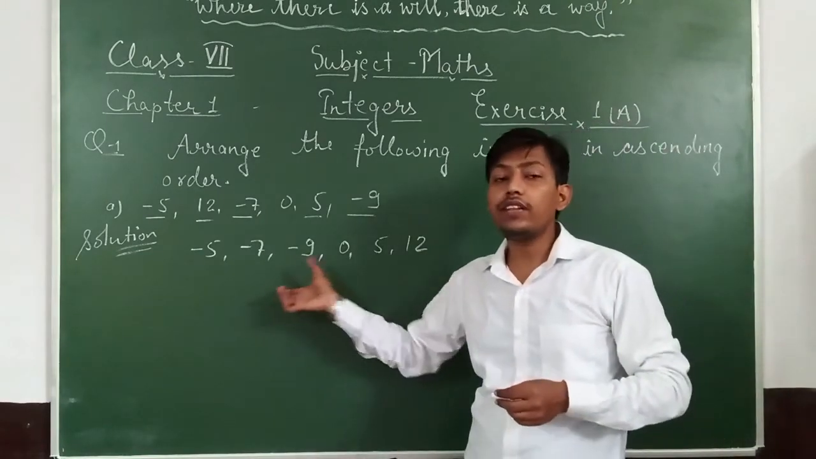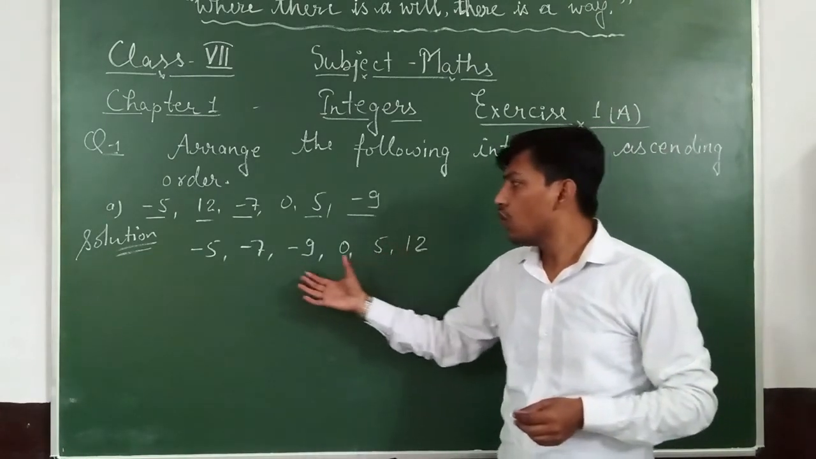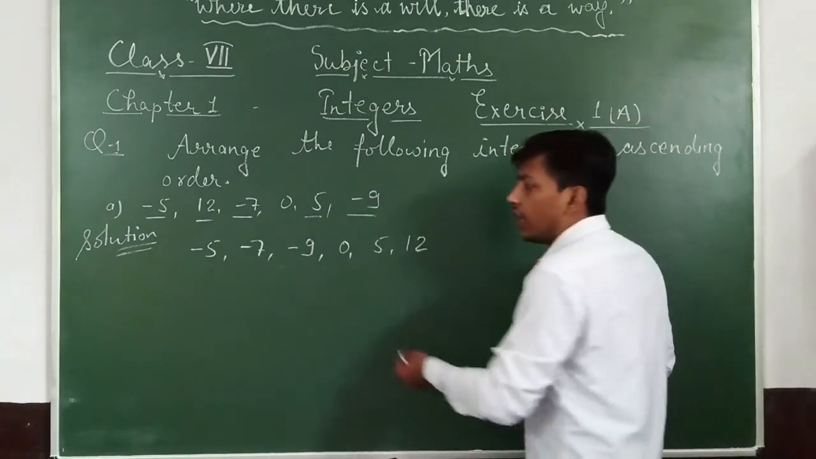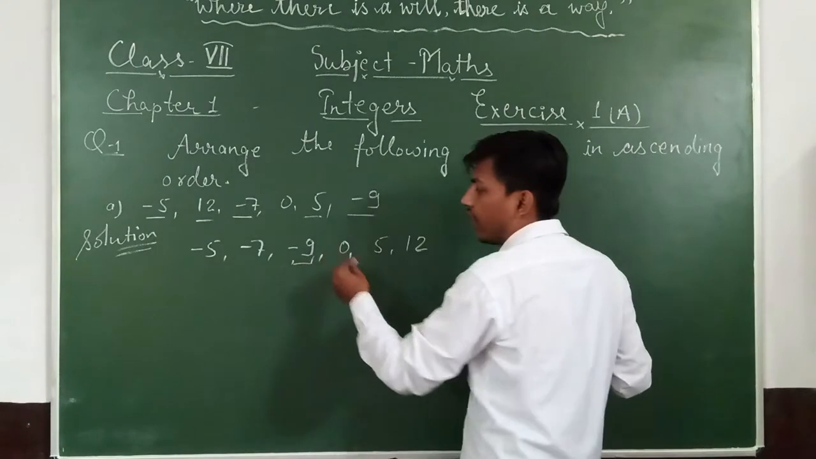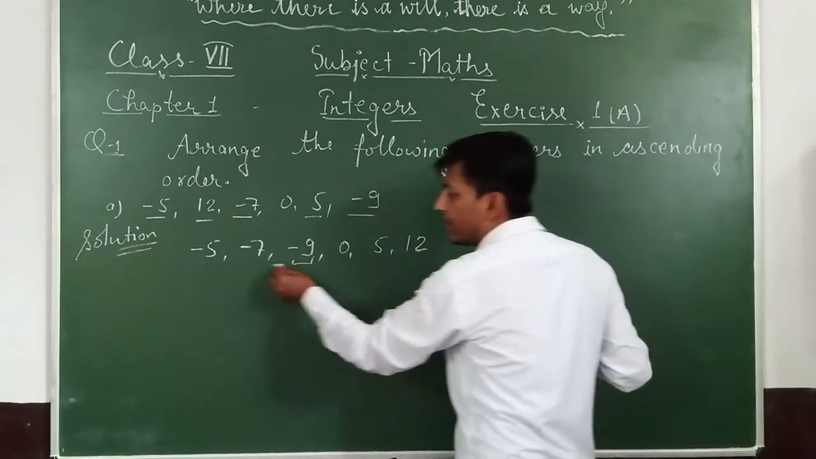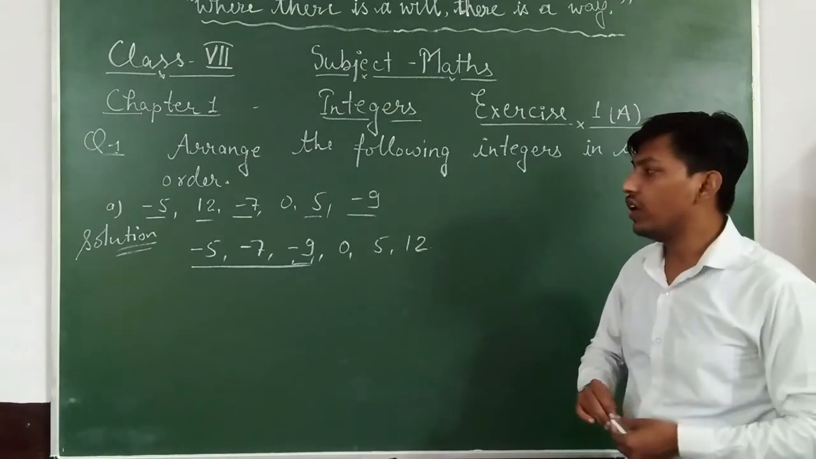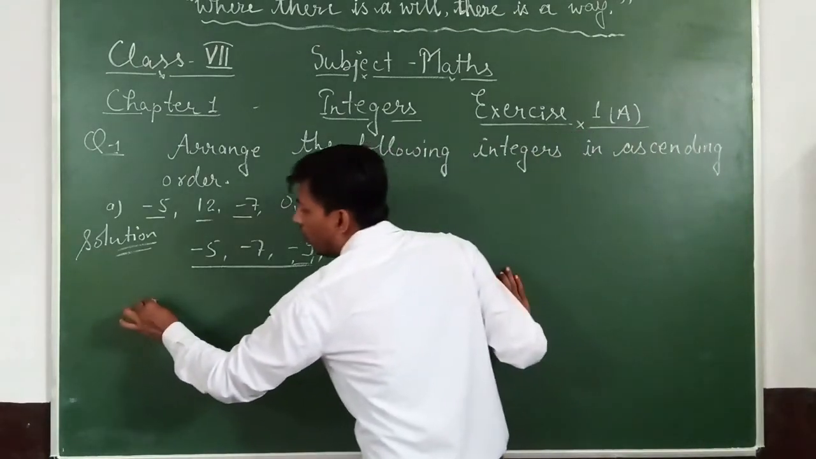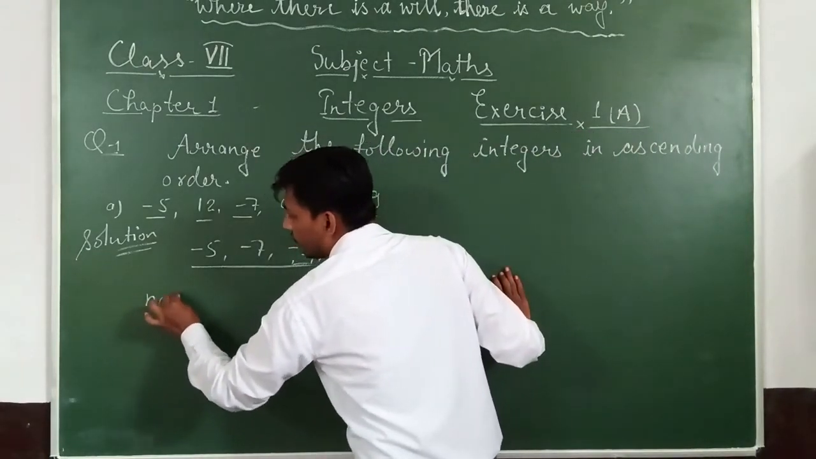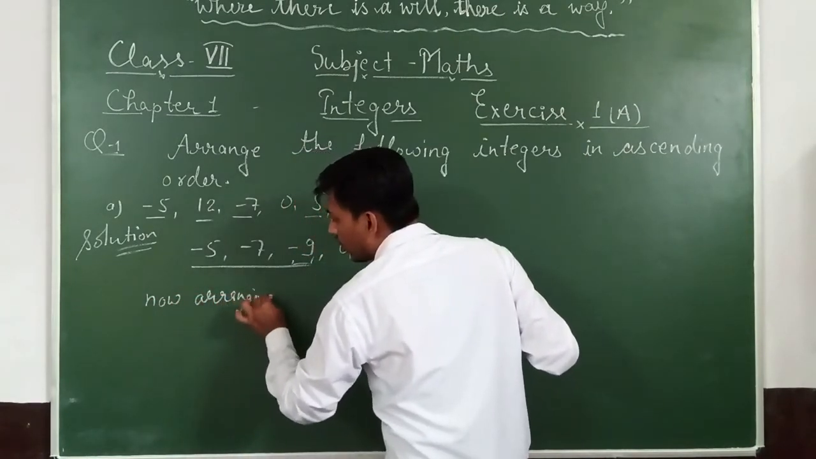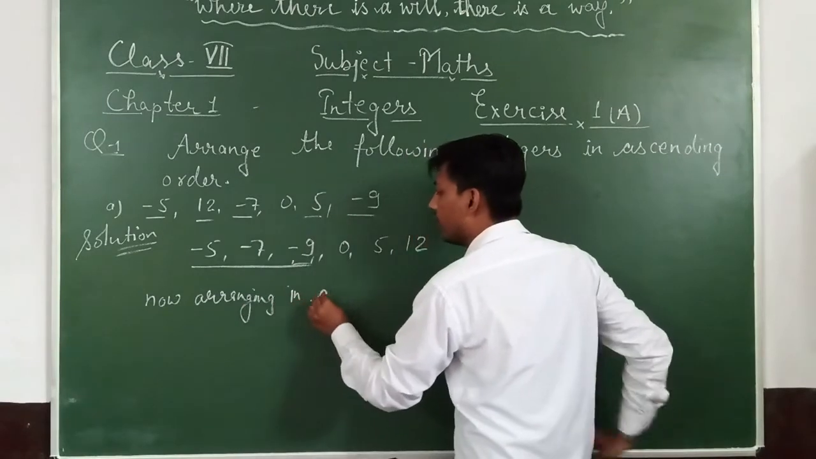Now we have to arrange them in ascending order. So what will be the smallest integer? The larger numeric value with negative sign will be the smallest. Here 9 is the largest of the 3 and it has negative sign, so its value will be smaller. So now arranging in ascending order.